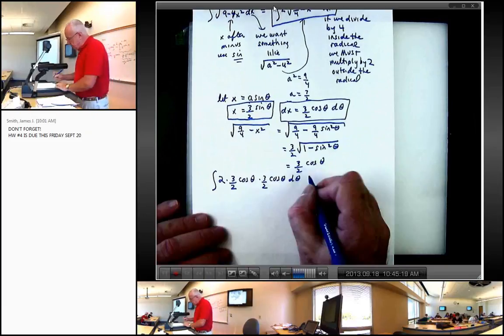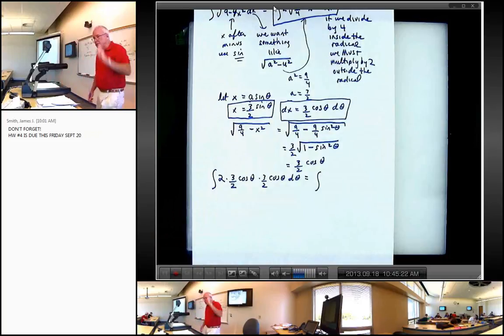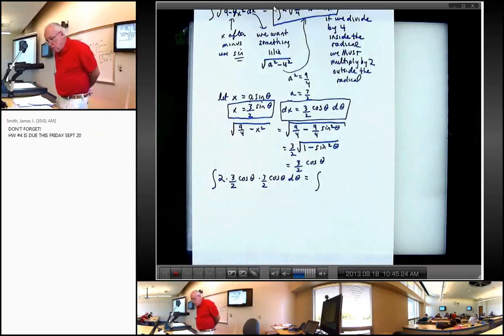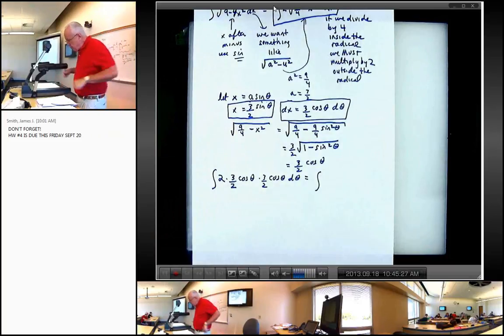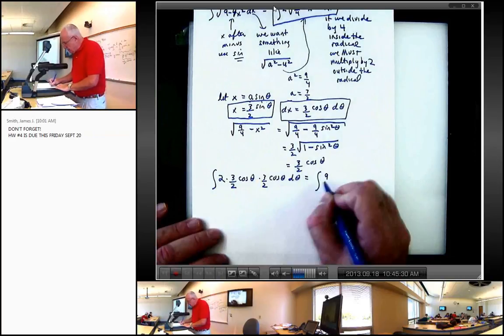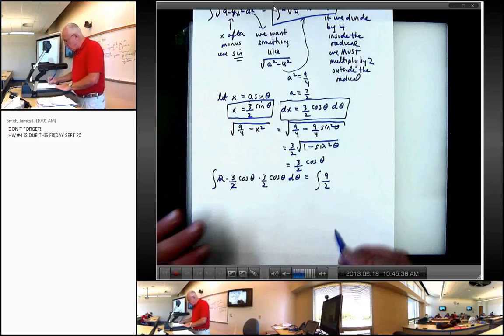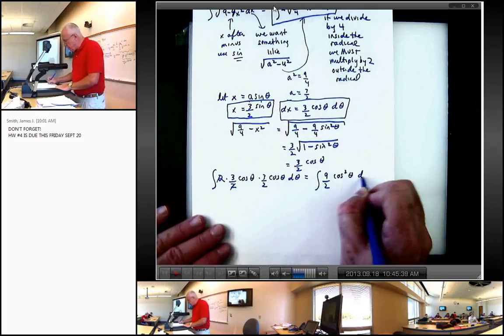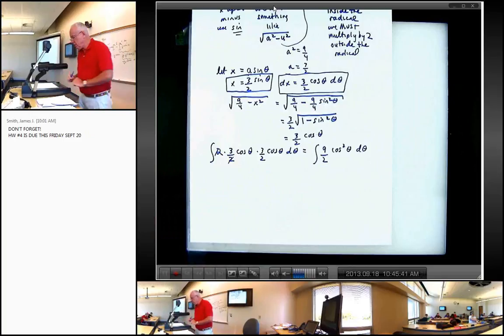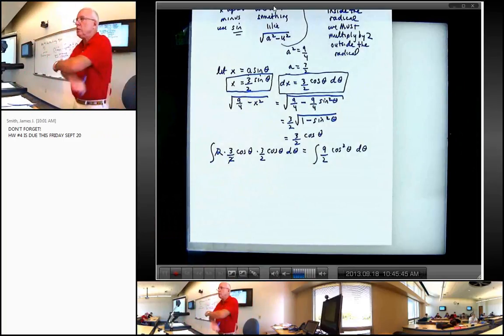And let's do some simplifying here. Well, a 2 cancels out. So let's see, what am I left with? I'm left with a 3 times 3, 9, and then I still have a 2 down there. And now I have a cosine times a cosine. That's a cosine squared of theta, d theta. And I want to get that antiderivative.